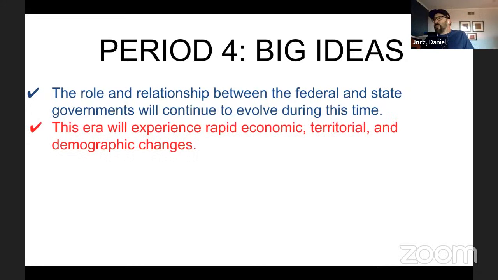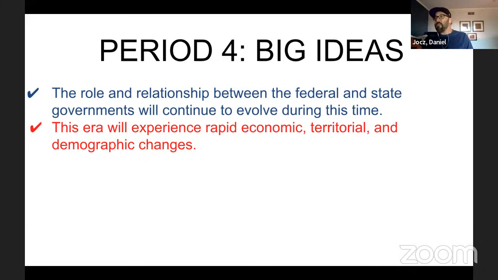Another big important idea is this era will experience rapid economic change. The economy is going to be changing. We're talking market revolution. Territorial, our boundaries, our borders are growing, everything from the Louisiana Purchase to some others. And demographic changes. People are living a little bit longer. Immigrants are coming in, as we saw last week when we talked about immigration. Immigrants from Ireland and Germany. So that's a big part of this era.